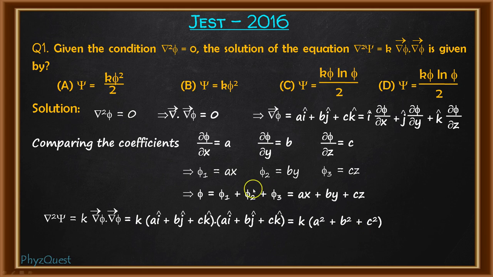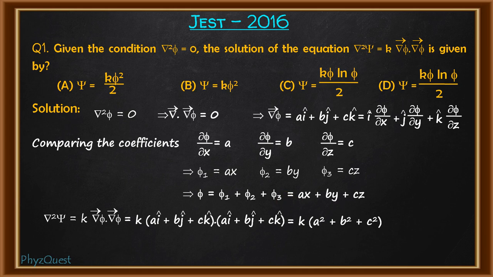Now look at the solution. If you look at the options, option A and option B both have a function of phi square. Other than that, these two options cannot be possible, because when ln phi is involved, the differentiation will yield 1 by phi, and that will definitely not yield any expression like this when you doubly differentiate it. So C and D options are not possible. The possibility is only between option A and option B.